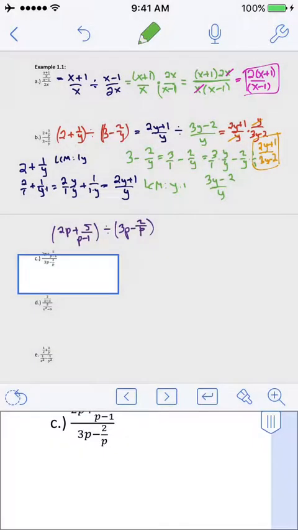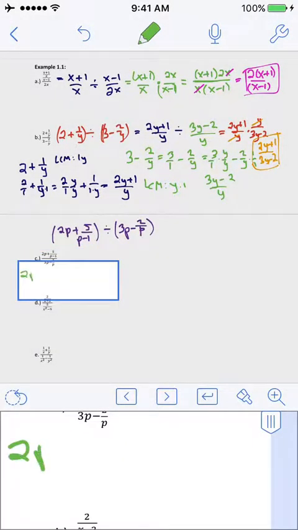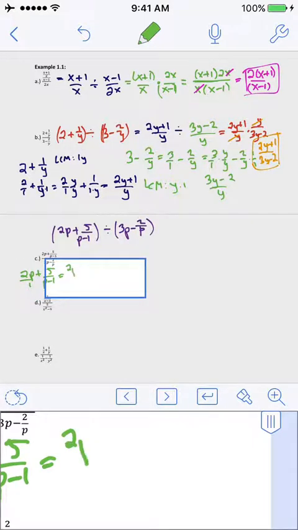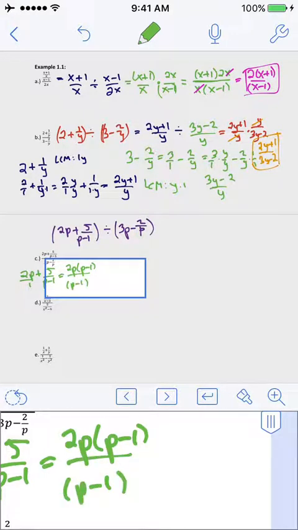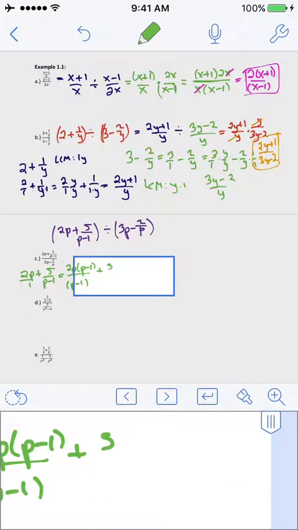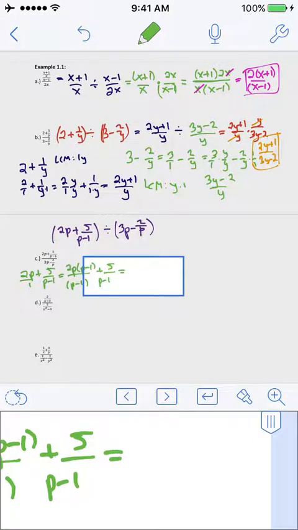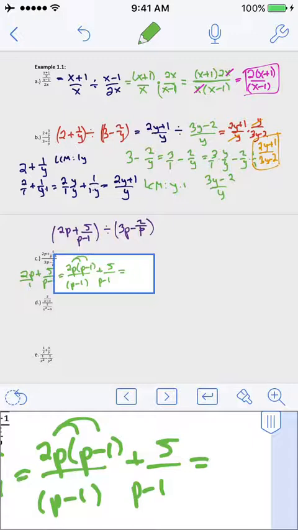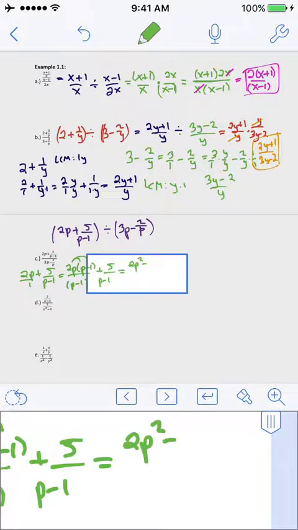So I will start with the first one. 2p plus 5 over p minus 1. That's the same thing as that over 1, right? So the only thing that's missing is the first guy is missing a p minus 1. So we'll do 2p times p minus 1 over p minus 1, plus 5 over p minus 1. Since it's addition, I actually want to multiply that out. That's 2p squared minus 2p plus 5 over p minus 1.